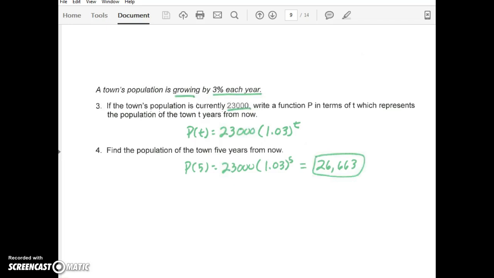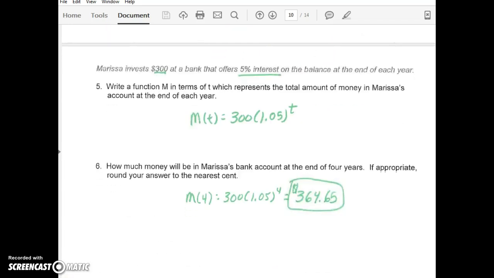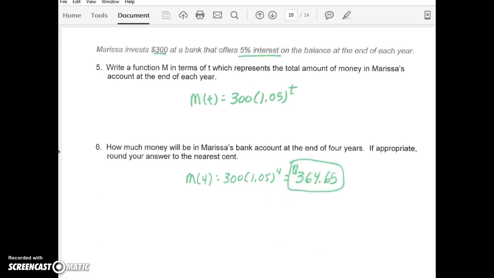And then from there in question 4, 5 years from now, we'll have to round because we're dealing with people. So we want to make sure we round to the nearest whole person, 26,663. And the other two questions from this activity are kind of the same basic thing. Again, it's just a matter of differentiating between exponential versus linear.